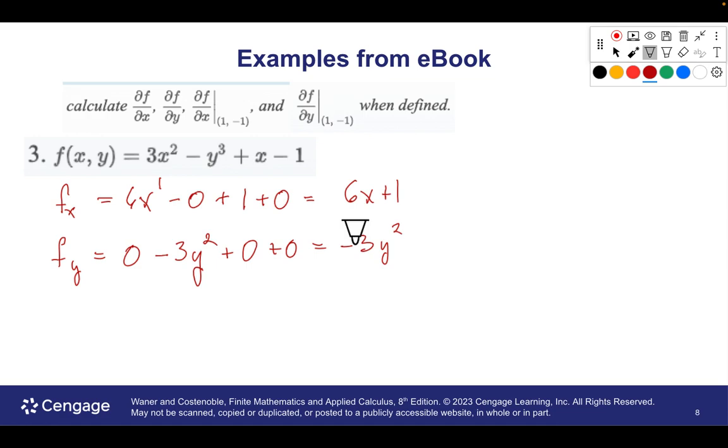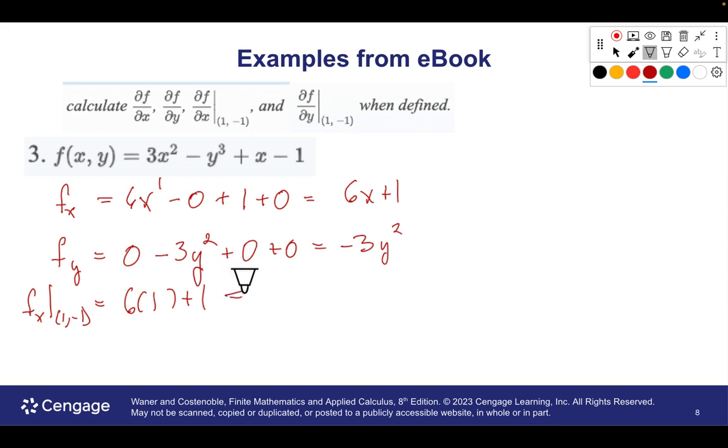Next step, I think I've got another one over here, so I may have used up some of my space. But if I want the derivative with respect to x evaluated at (1, -1), what I do is I take my 6x plus 1, and everywhere there's an x, I plug in 1. Everywhere there's a y, I plug in -1. Oh, but there's no y. So what do I do with the -1? I just leave it alone. There's no place to put it.